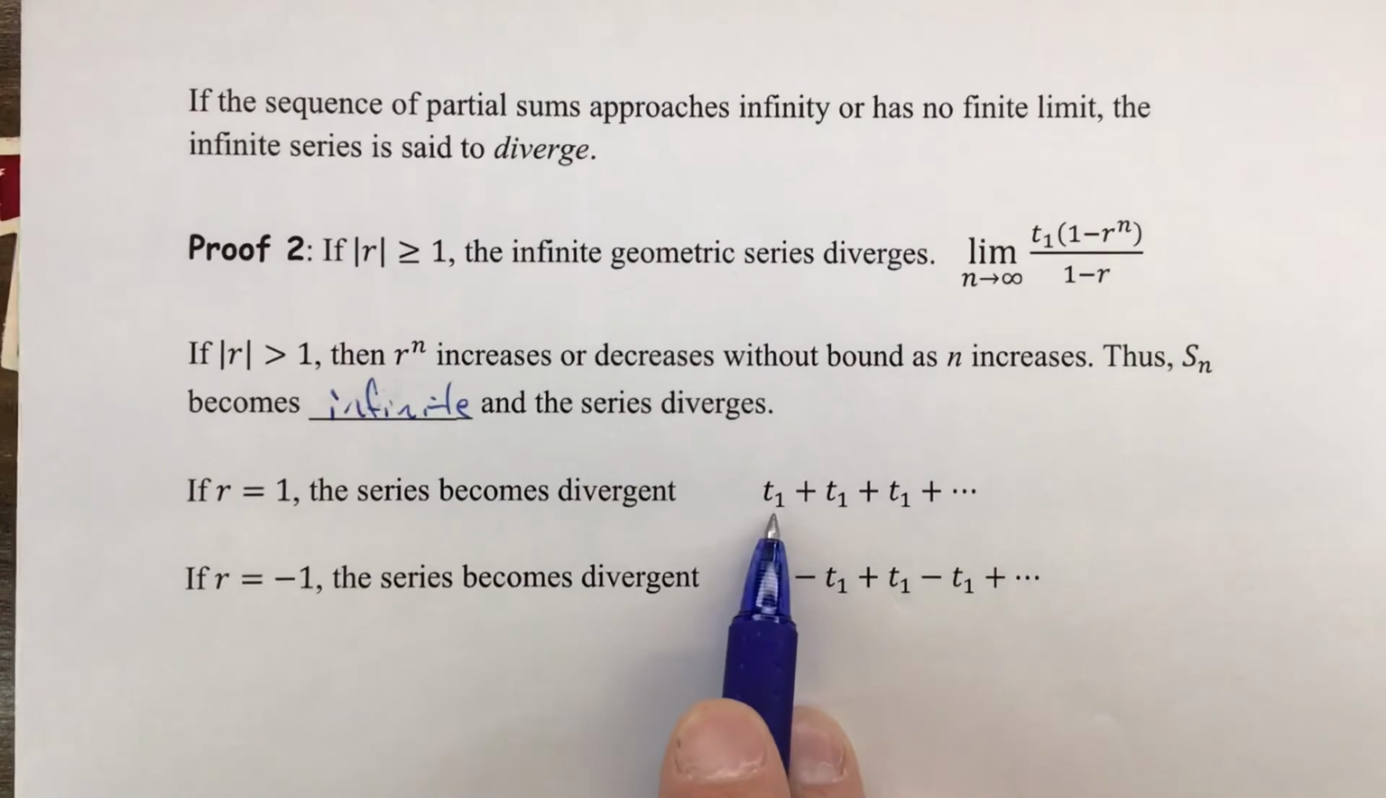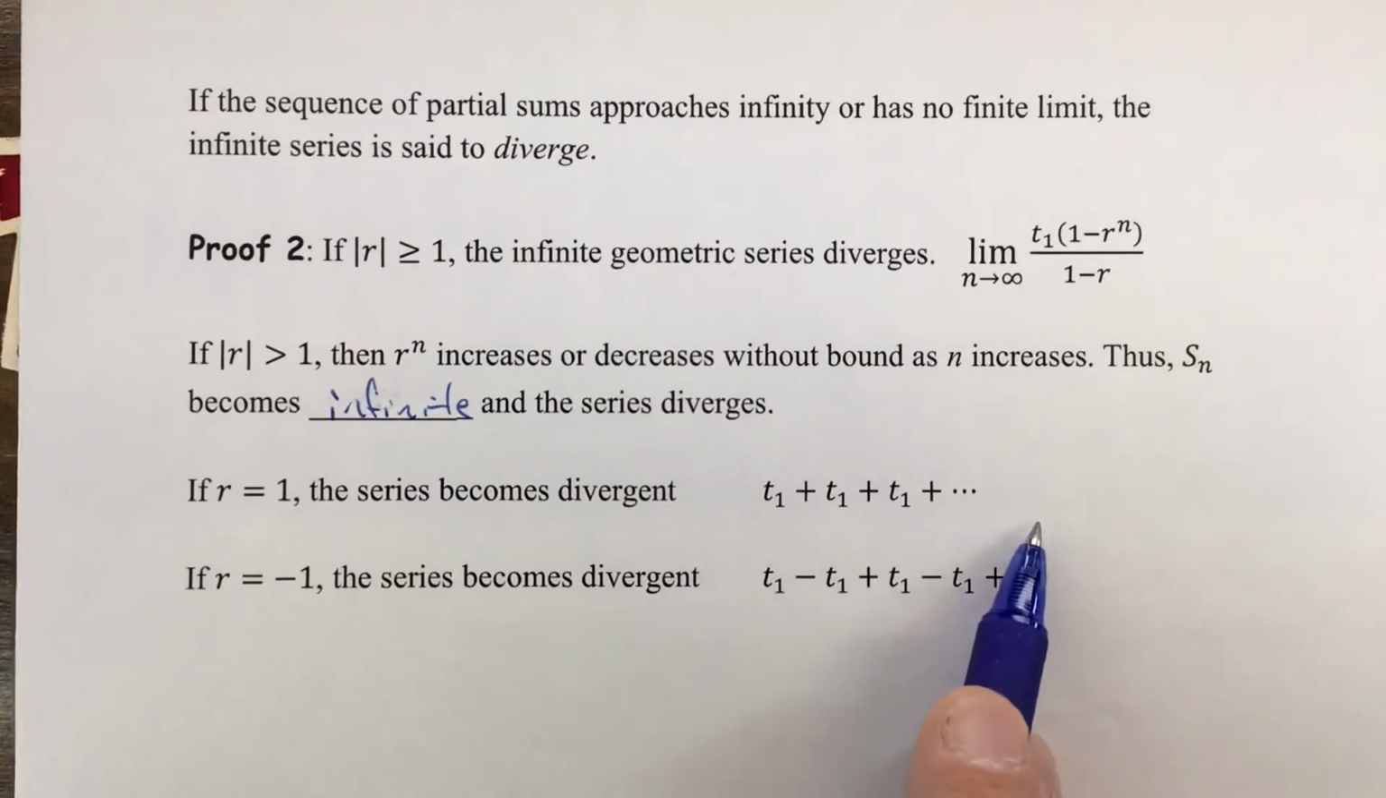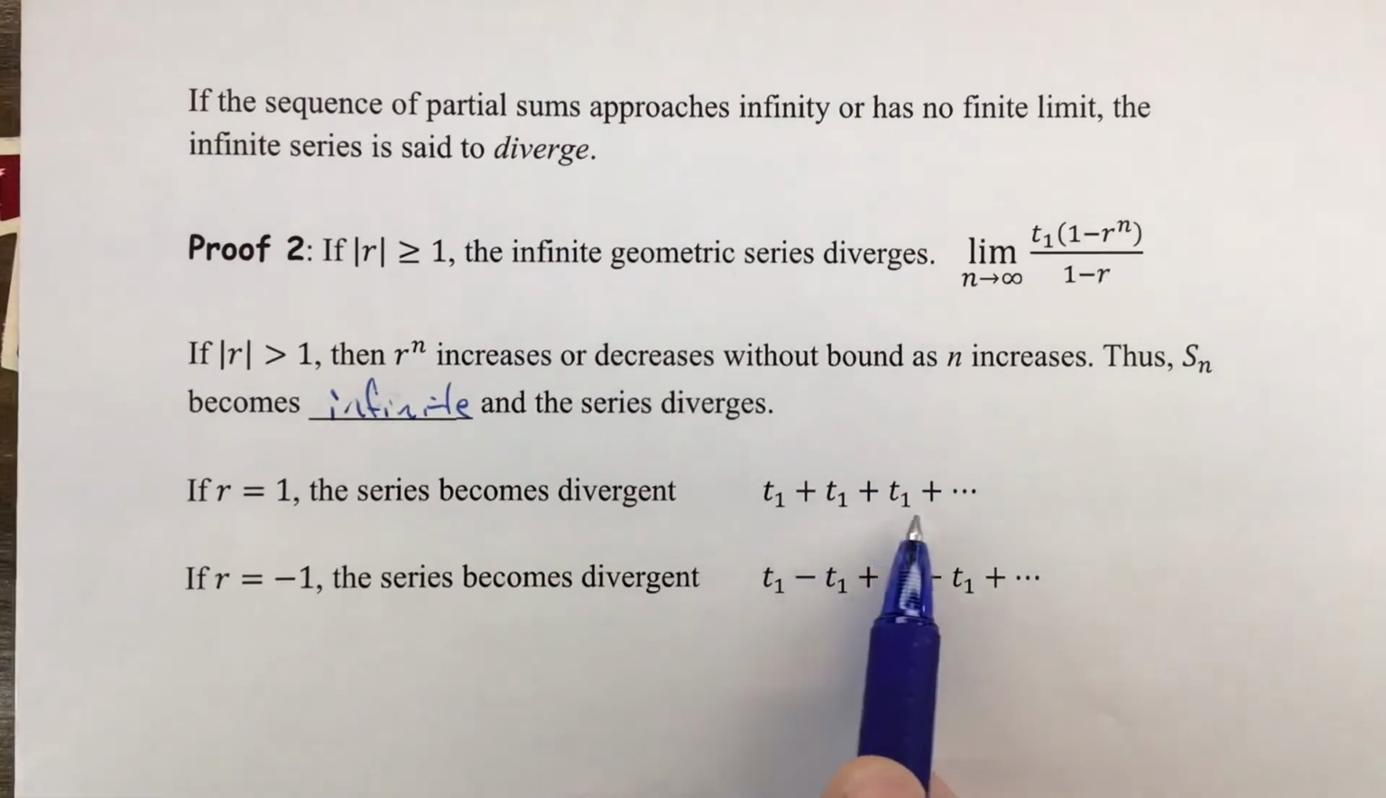Okay, and you might see this as, okay, it's constantly the same value. But if you keep adding the same value over and over and over and over again, it will go to infinity. If t1 happens to be a negative number, it's going to go to negative infinity because you're just continuing to add on the same amount over and over again.